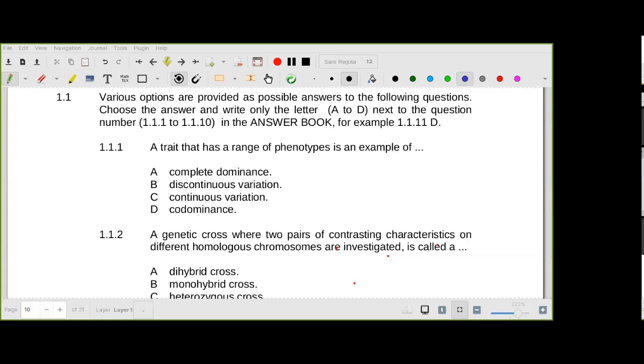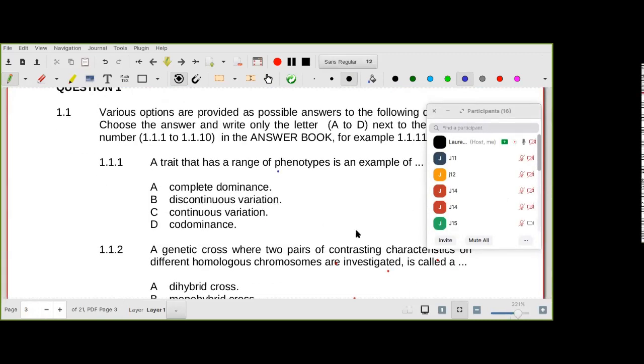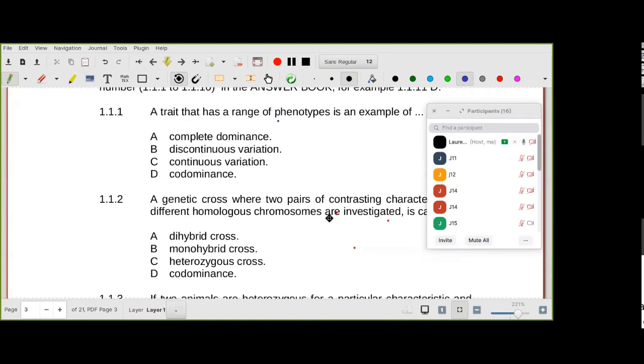I just want to switch off my camera completely. There we go. Okay, so you should be seeing the paper in front of you now. I'm going to go through it question by question. I'm just going to close it.